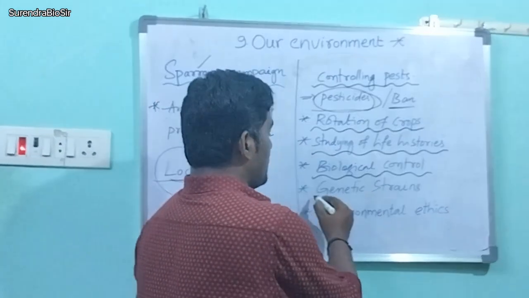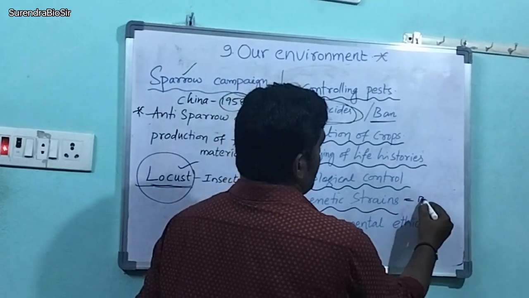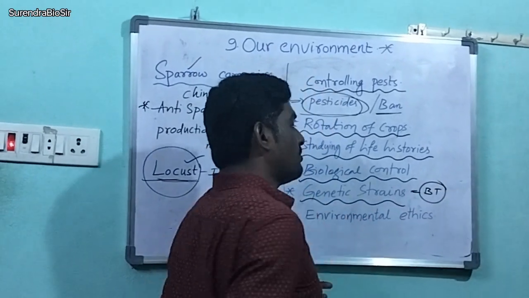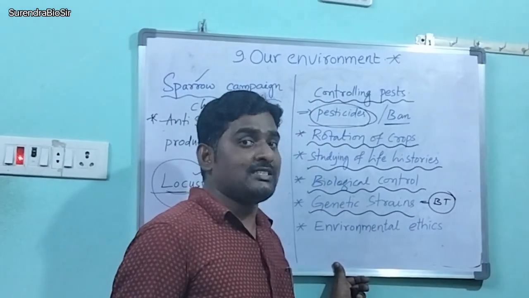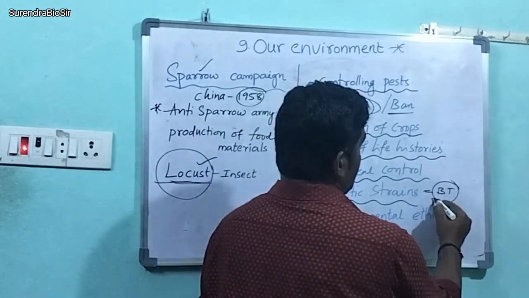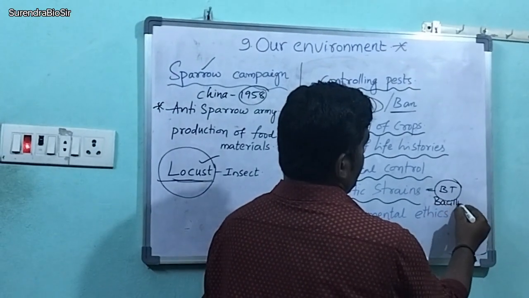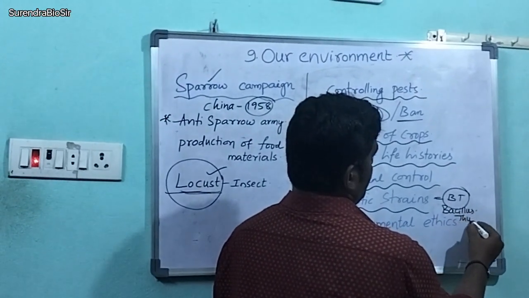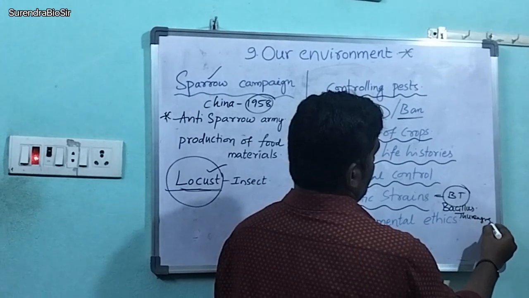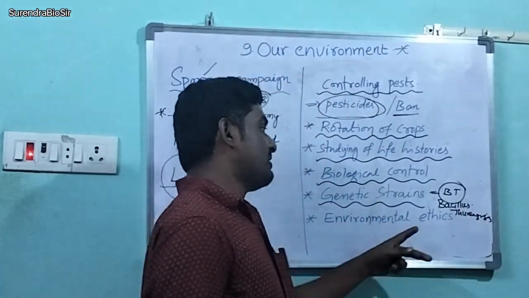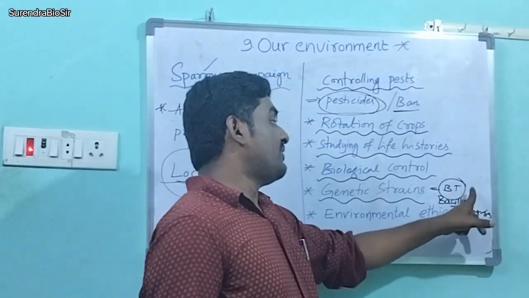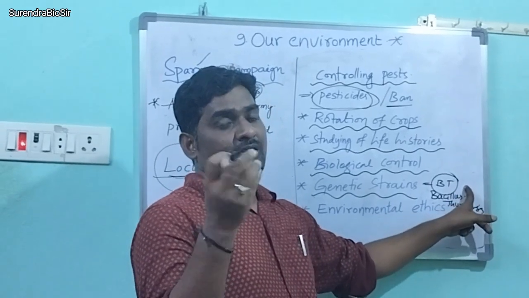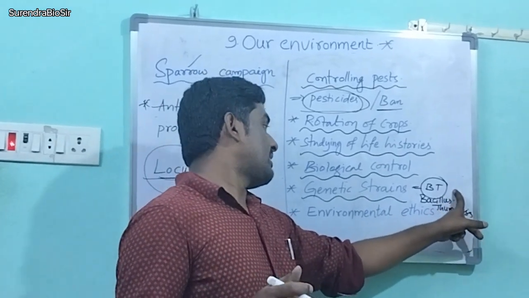Next, genetic strains. If you observe genetic strains, we have BT. In 8th class we studied about BT. Bacillus thuringiensis bacteria. What is it? Bacillus thuringiensis is a bacteria which is coated on the seeds. The seeds are coated with this bacteria.